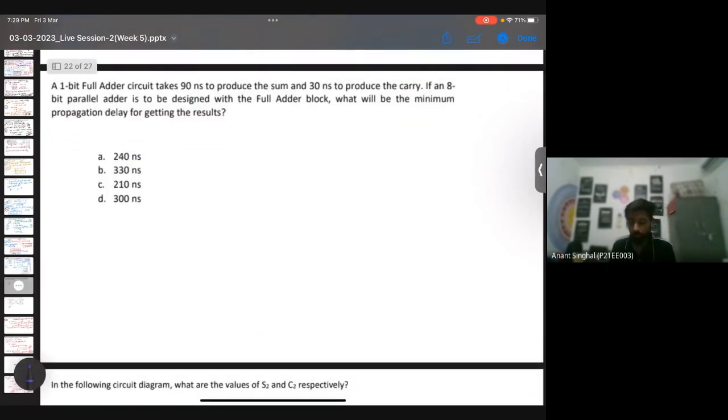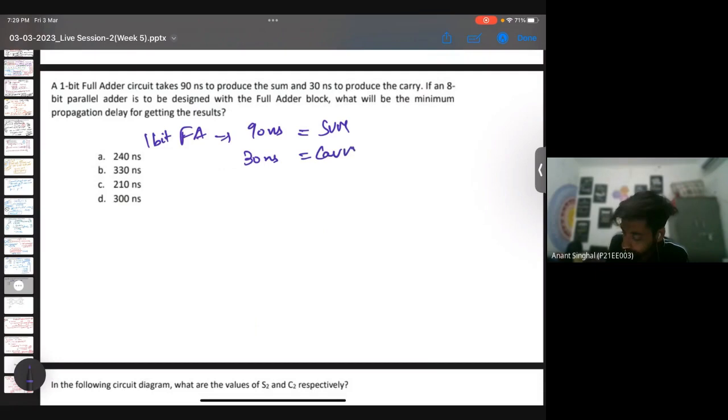So now this is a full adder question. A 1-bit full adder, we know that a full adder can be made using two half adders also, but a full adder is nothing but it adds and gives the carry output. So it says a 1-bit full adder takes 90 nanoseconds to produce sum, 30 nanoseconds to produce carry, and we have an 8-bit parallel adder. So the minimum propagation delay it is asking.